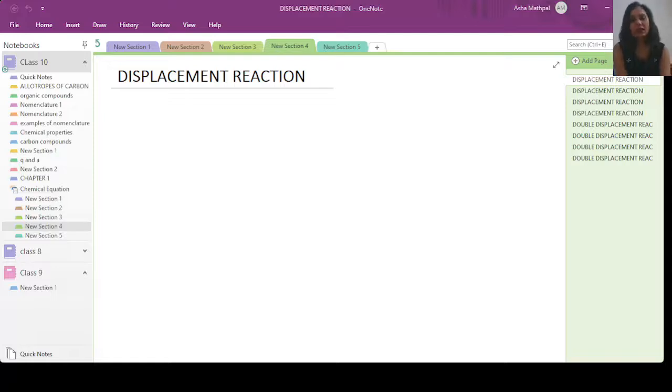In today's session, I will be continuing with the class 10 CBSE board syllabus. I was teaching you chemical reactions and equations, and in that chapter we have already understood till combination reaction and decomposition reaction. Today I will be explaining displacement reaction and double displacement reaction.